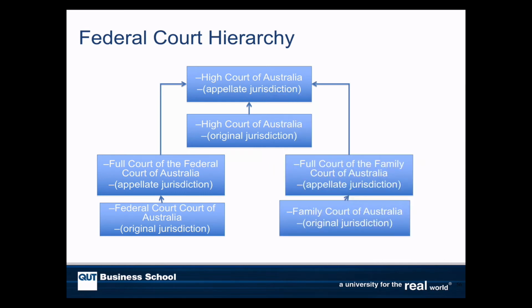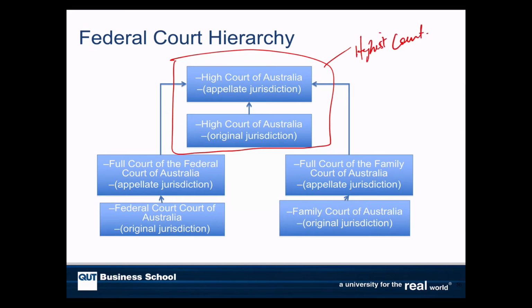The high court is actually, as the name says, the highest court in Australia, the ultimate court. Now, it does have an original jurisdiction. You can go to the high court for constitutional issues. So it hears at first instance constitutional issues. However, its main role is as an appellate court. So a decision from any court hierarchy in Australia can be appealed to the High Court of Australia.